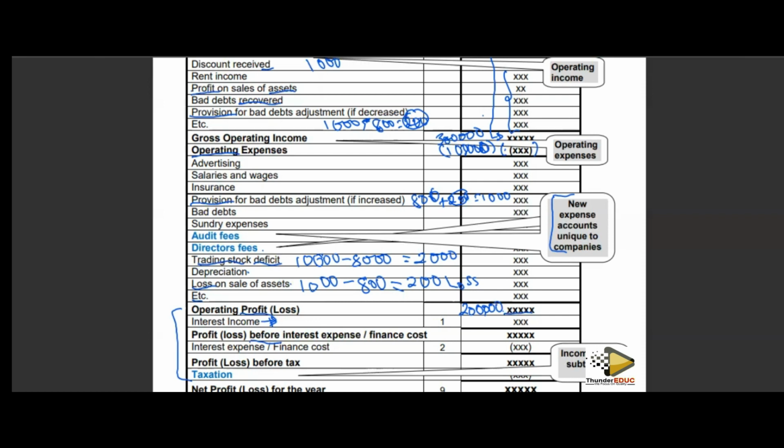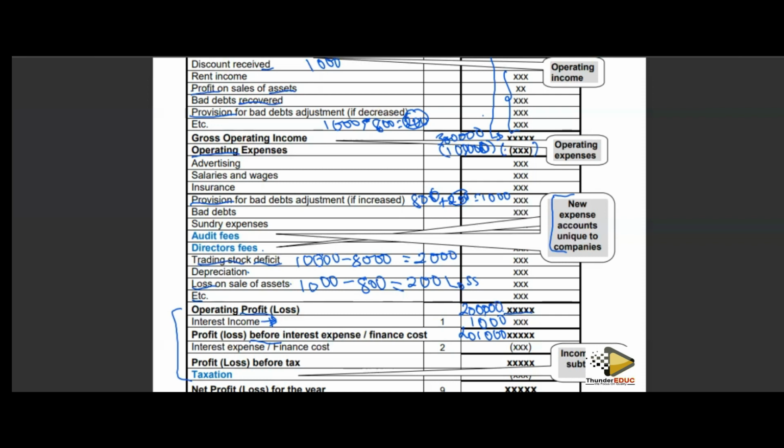Now, let's say our interest income was 1,000 rand, okay? It means that our profit before interest expense will be 201,000, okay? Then we shall add it after determining this figure here. Now, we go to the interest expense itself. Remember, this is before interest expense. Now, we are on the interest expense, or finance cost.